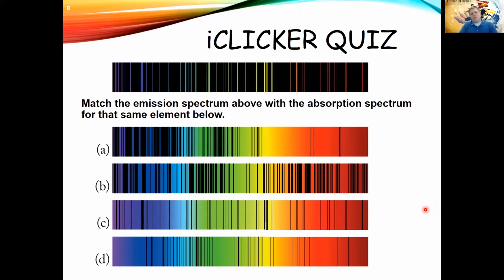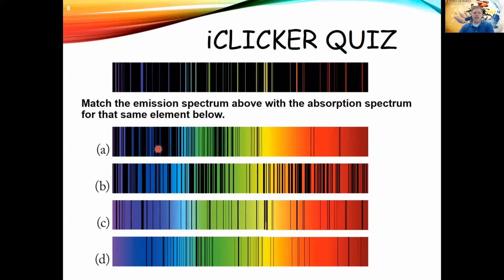All right, so what we said was the emission and absorption spectrum match each other. Or another way of saying that is that they're opposites of each other. The emission spectrum is all colored lines. The absorption spectrum is all black lines. So to match these, all we have to do is look at where these lines are and look at the spectrum that has black lines in the same place. If we start with D, we'll notice there are no black lines down here where there are clearly black lines in our emission spectrum. So it's not that one.